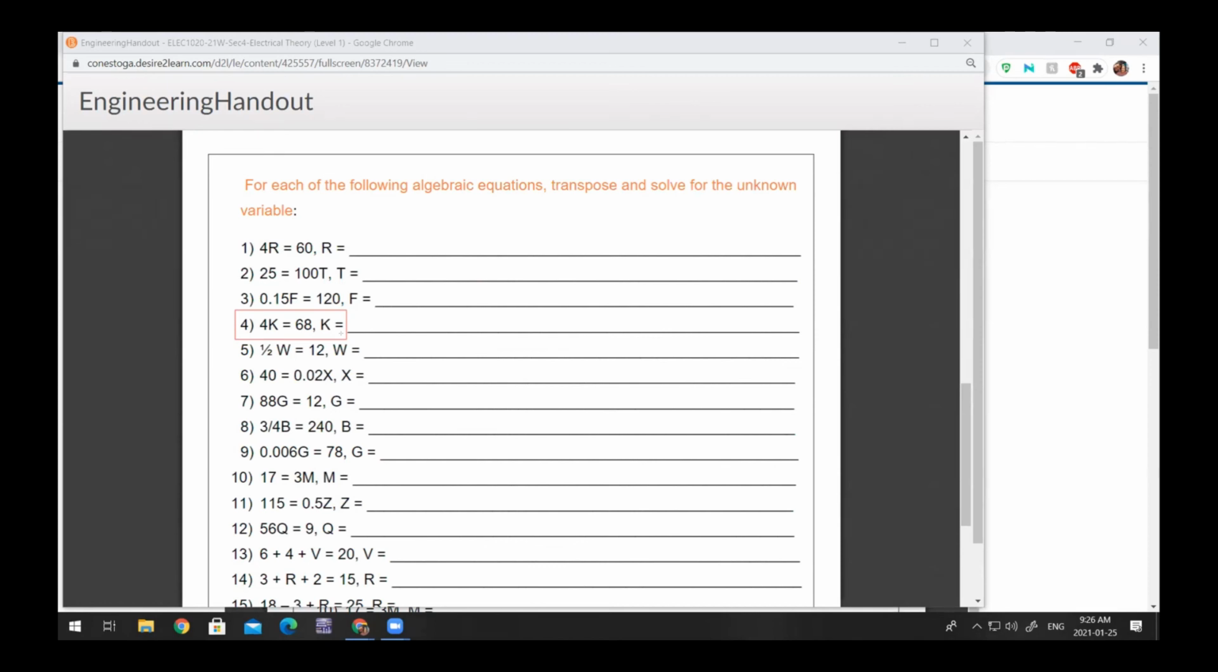4k is equal to 68. So what's the meaning of k? How much is k worth? 17. That's good. You've got a singing voice. Perfect. So let's keep moving.